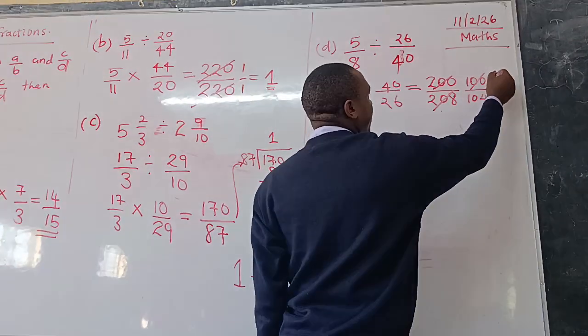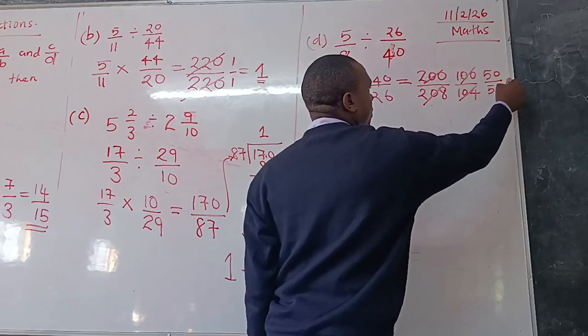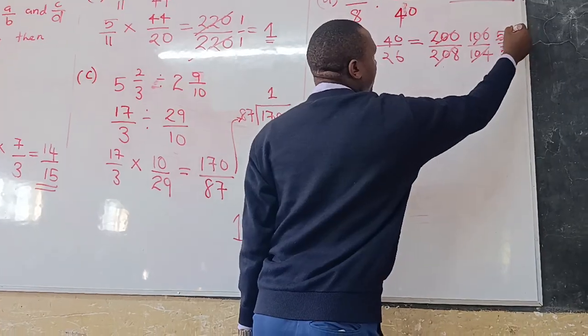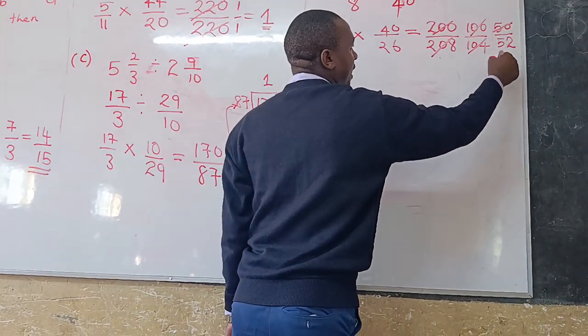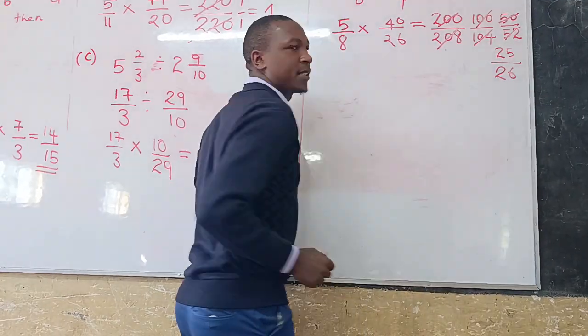You can still simplify by 2. By 2 you get 50, and by 2 you get 52. You can still go ahead and simplify further, right? By 2 you get 25, and by 2 here you get 26. That's the final answer. Are we there?